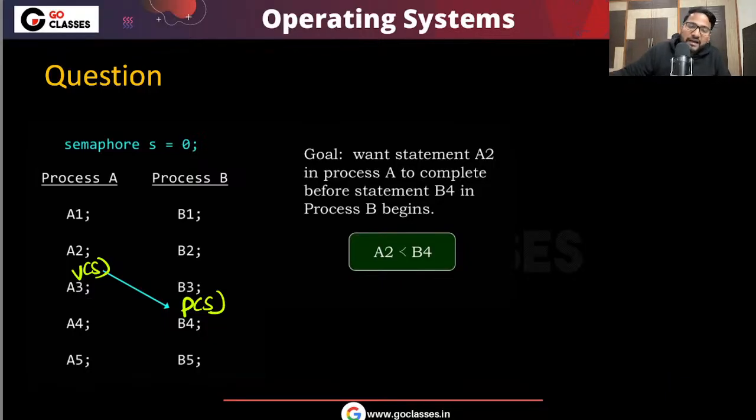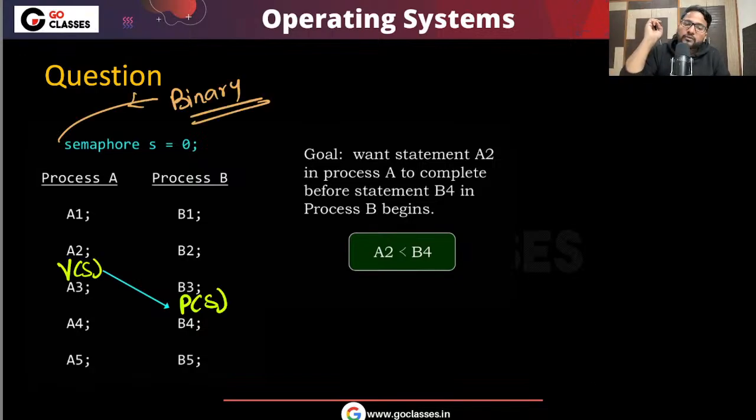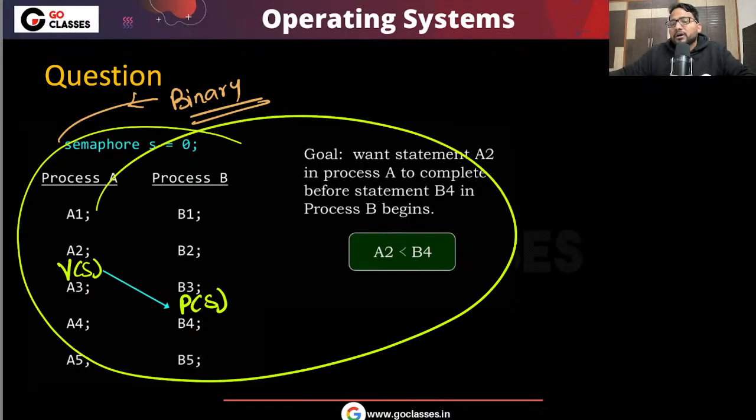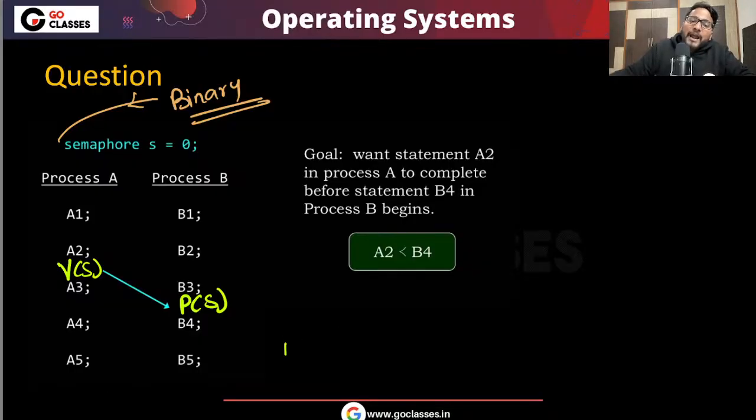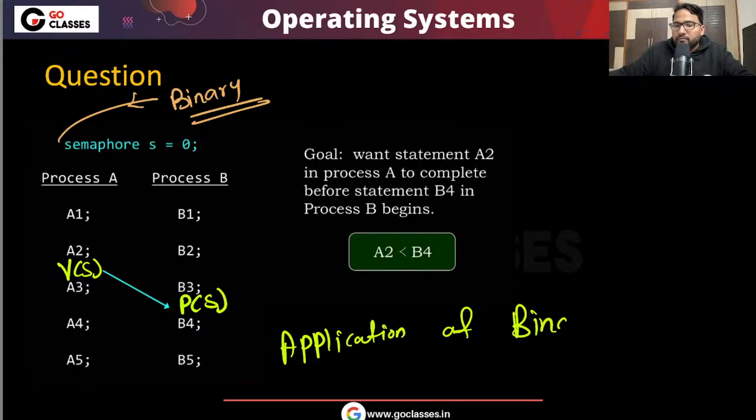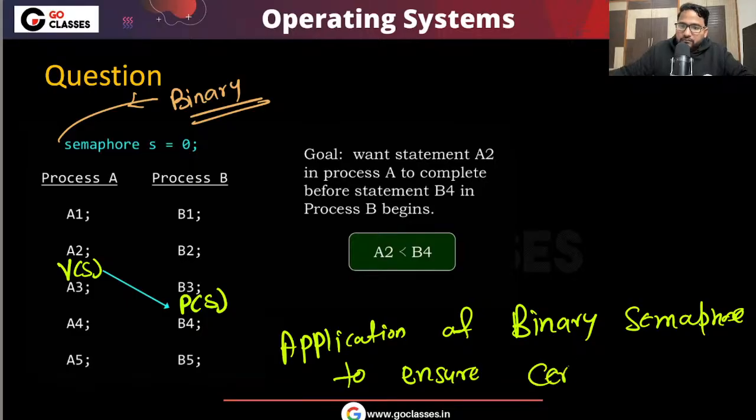So the idea here is that with this problem you can understand one idea. Can anyone tell me why I'm showing you this problem? I'm showing you this problem for one purpose. And what is that purpose? The purpose is that you understand that we can use this binary semaphore to ensure the order. So this is the application of binary semaphore, to ensure a certain order.